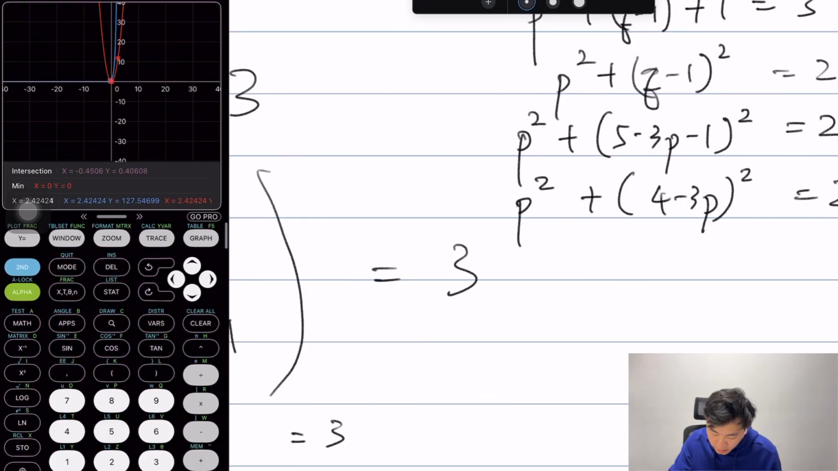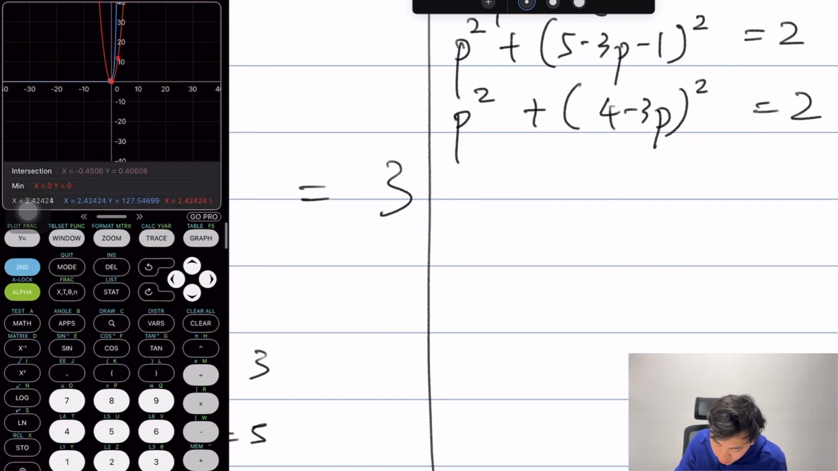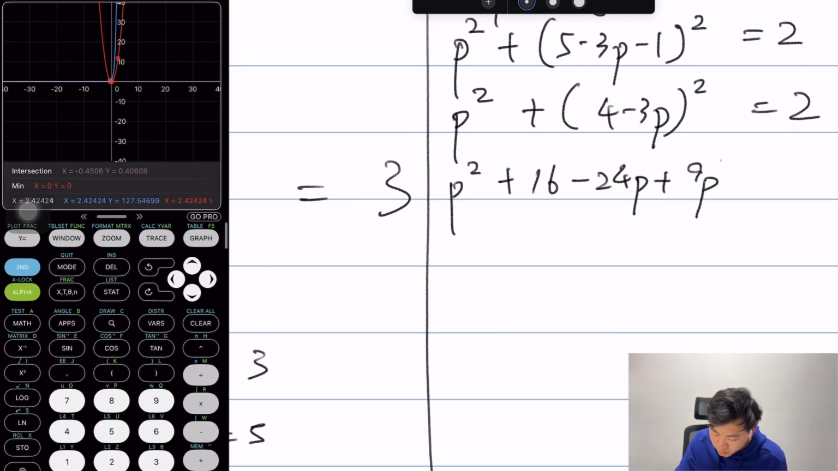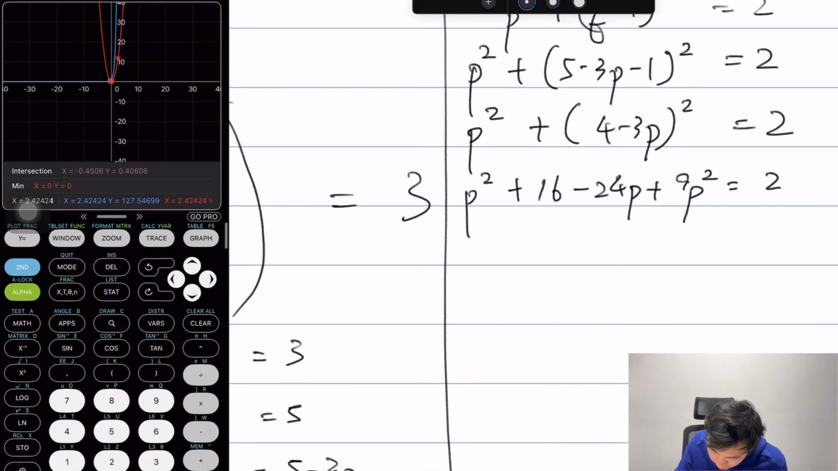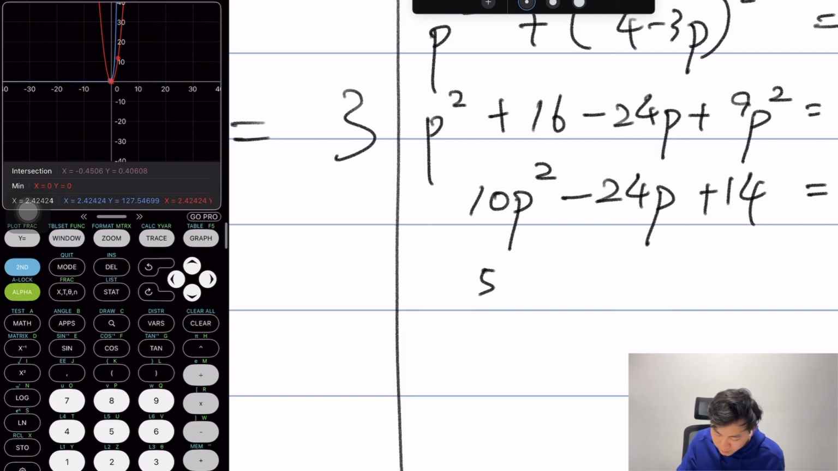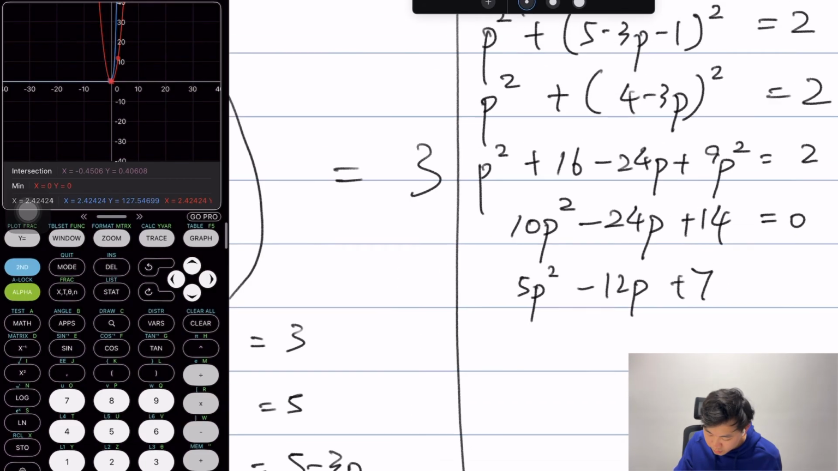So we break the bracket a little bit, expand a little bit, which is p squared plus 16, and then minus 24p plus p squared, plus 9p squared equals 2. We move things over a little bit, which is 10p squared minus 24p, and then plus 14 equals 0. Simplify, divide by 2, which is 5p squared minus 12p plus 7 equals 0.